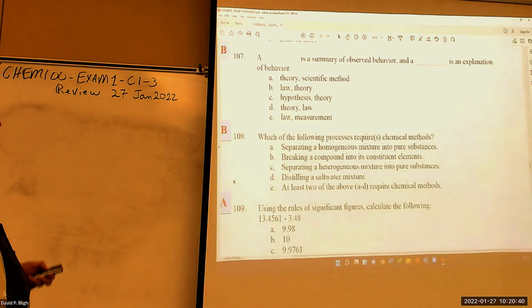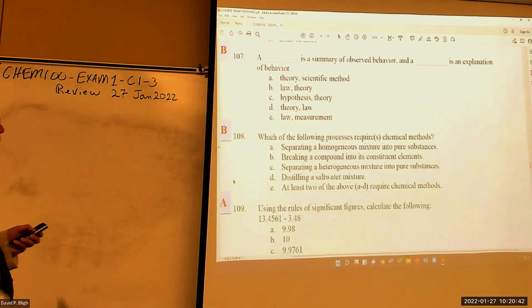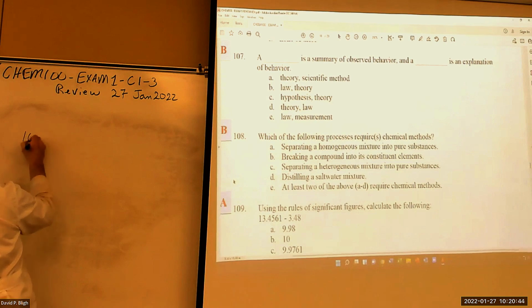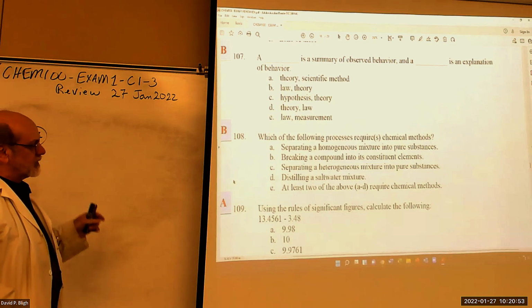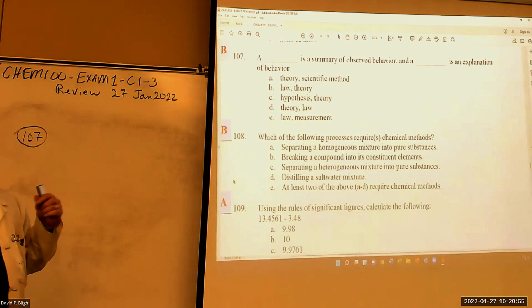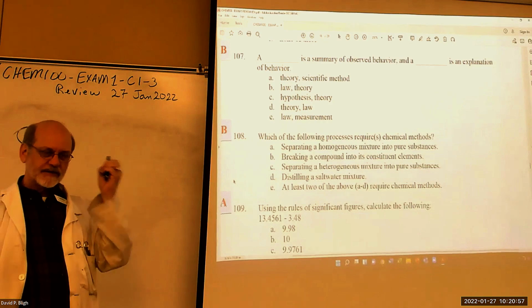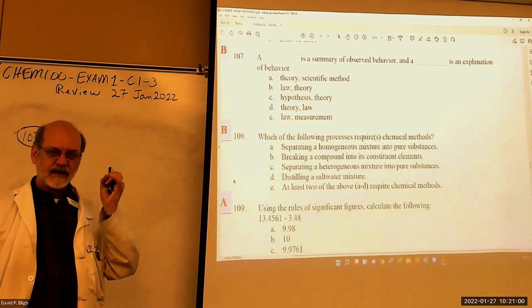Okay, fill in the blank. A blank is a summary of observed behavior. And a blank is an explanation of the behavior. This goes back to the very beginning of our discussions. The difference between a physical law and a theory.